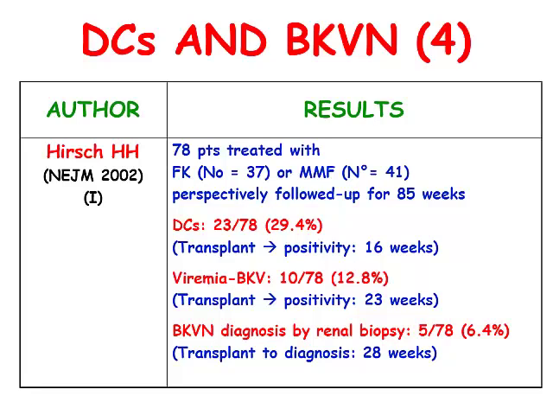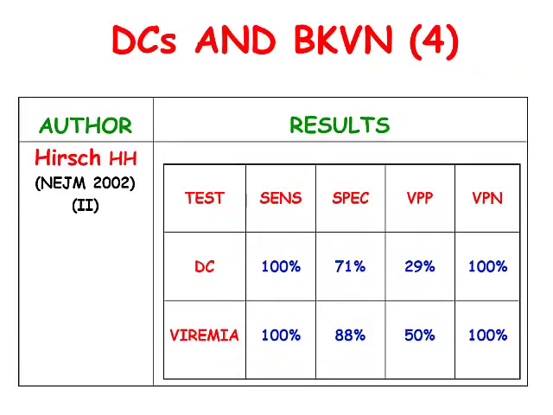So we have 6% nephropathy versus 13% viremia versus 29% decoy cells, which means that if we compare decoy cells with viremia, we see that the sensitivity of both tests is high, but the positive predictive value for decoy cells is low, and the negative predictive value is very high. So having decoy cells in the urine does not mean that you have nephropathy, but it means that you have a reactivation of the virus, which is a situation which must stimulate you to be more careful, more prone to follow up that single patient.